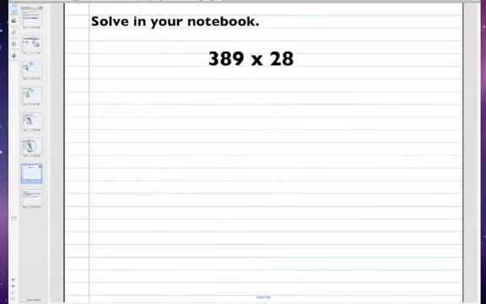I want you to write this problem in your math notebook, 389 times 28. Pause the video while you solve it using the partial products algorithm, and press play when you're ready to see the correct answer.